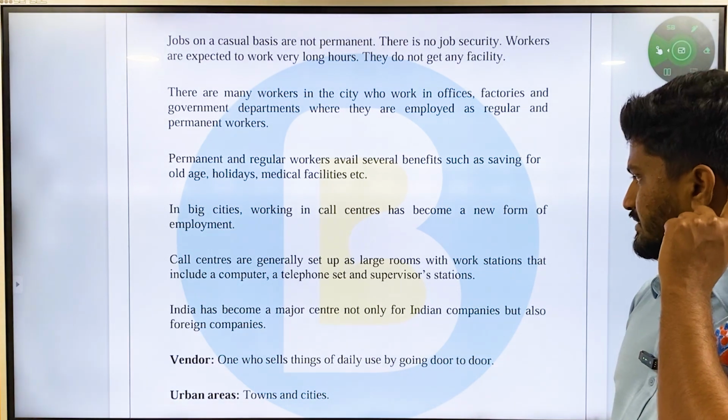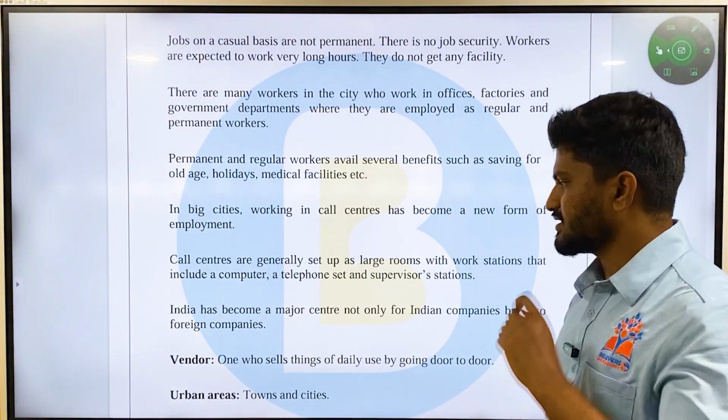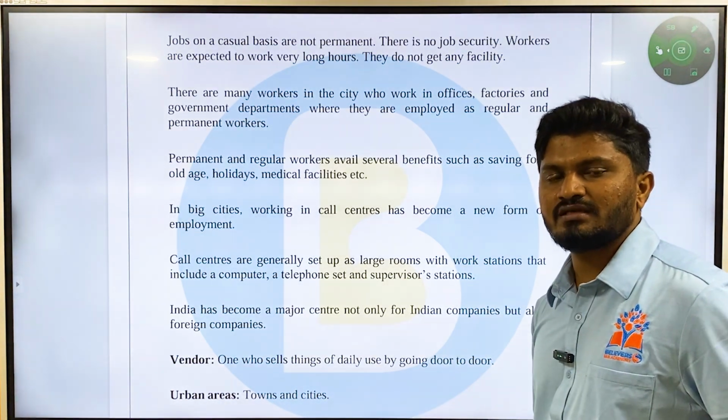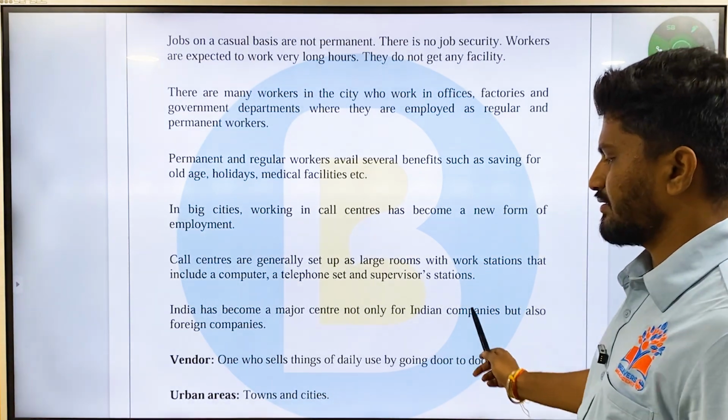So call centers are generally set up as large rooms with workstations that include a computer, telephone set and supervisor stations. Now India has moved past these call centers. Now India is focusing on producing products and also providing services at a higher rate.